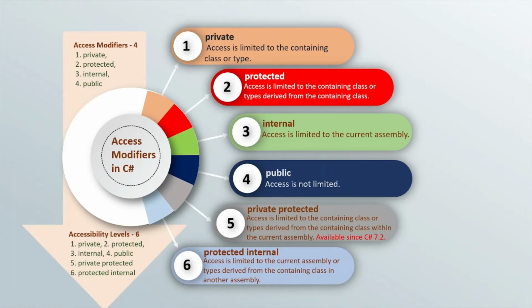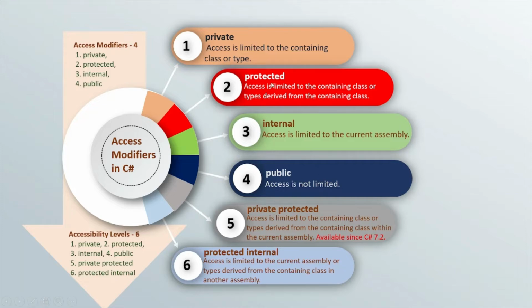Let's discuss the accessibility levels. As mentioned earlier, we have 6 accessibility levels: 4 access modifiers and 6 accessibility levels. Let's go one by one. First one, private. When you declare a class member as private, you can access it only in the containing class. Access is limited to the containing type.